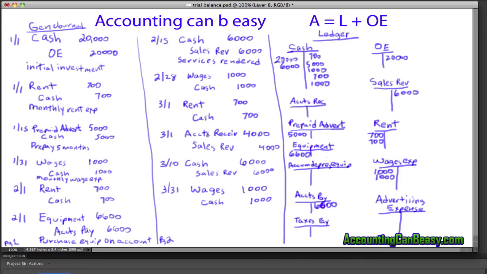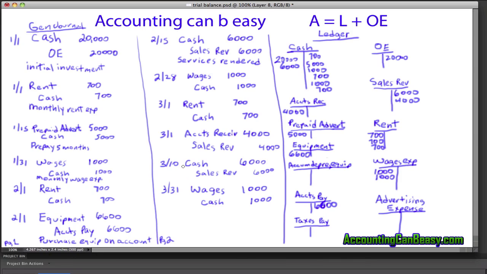On the 1st, there's rent again coming around every month. $700 rent, $700 cash. Also on the 1st, we have accounts receivable for $4,000 and sales revenue of $4,000.